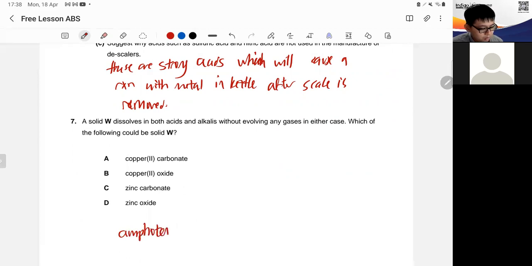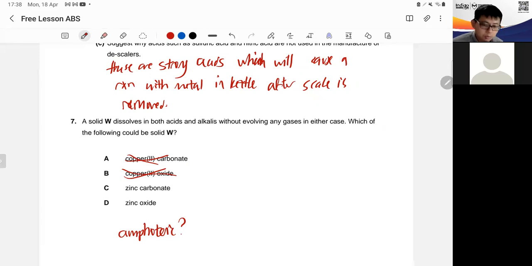Let's put that in the back of our heads first. But it doesn't involve any gas. So what could it be? It cannot be this, because copper things are not amphoteric. But zinc, yes. So is it zinc oxide or zinc carbonate?